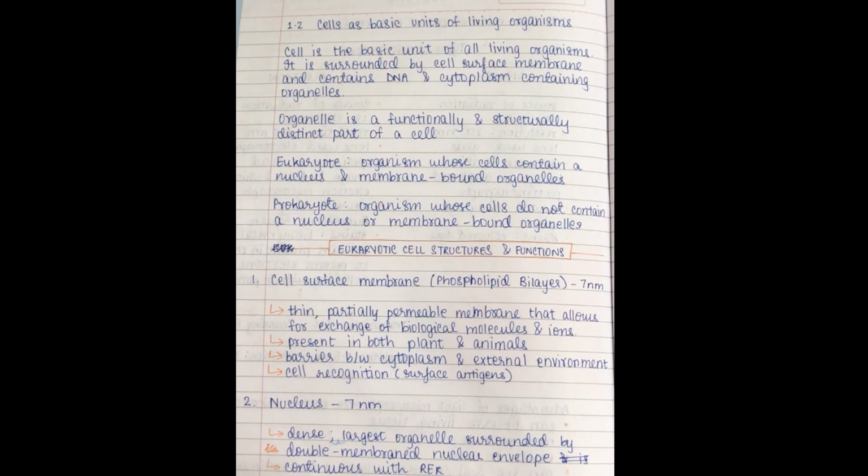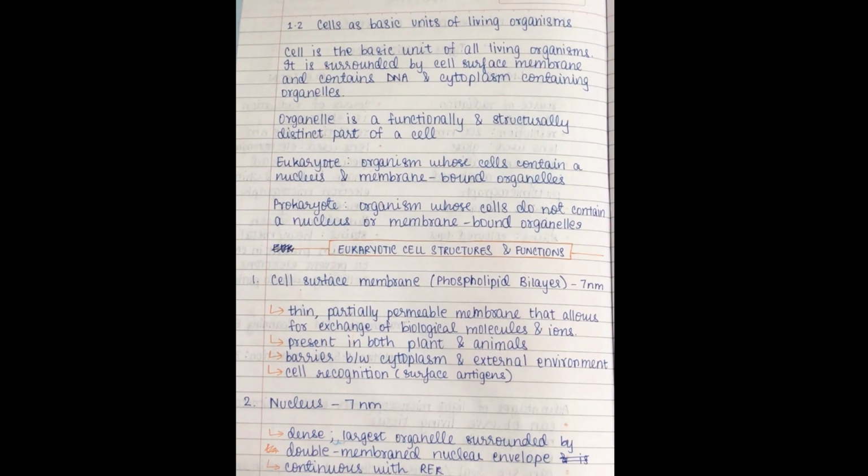Now, animal and plant cells come under eukaryotic cells. The cell surface membrane is present in both plant and animal cells. This cell membrane is something we've even learnt in our IGCSE biology. Most of these structures we've learnt there. The cell membrane is thin, it's partially permeable, and it allows for the exchange of biological molecules and ions. It's a barrier between the cytoplasm and the external environment, and it helps with cell recognition.